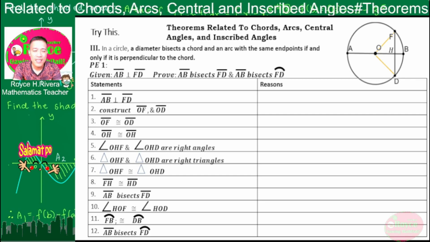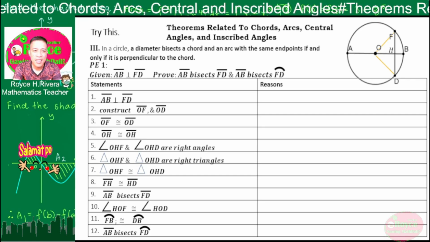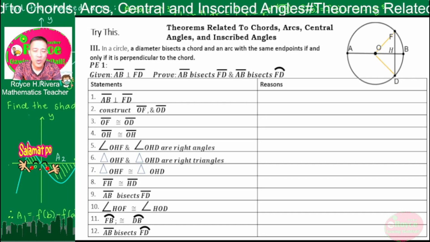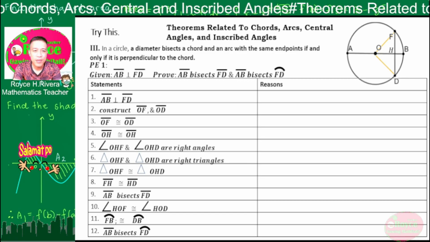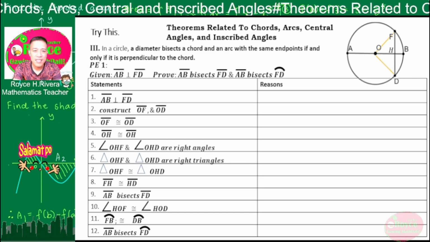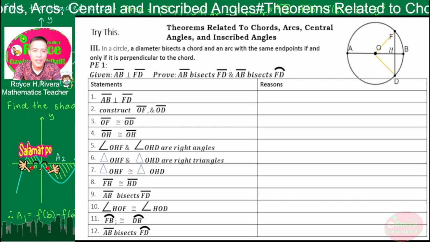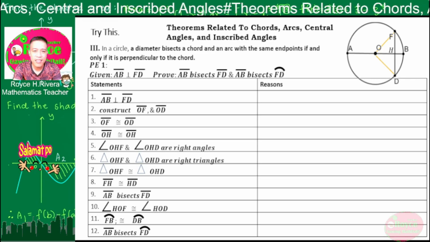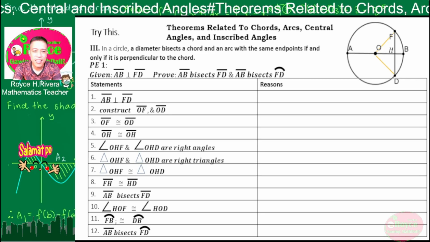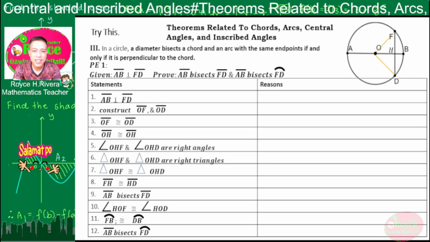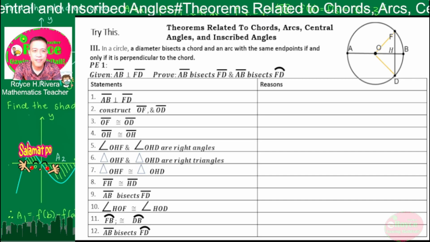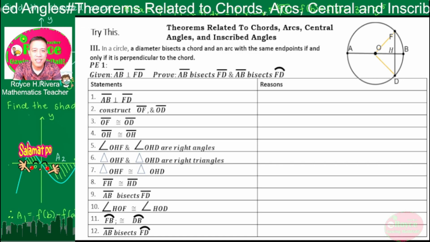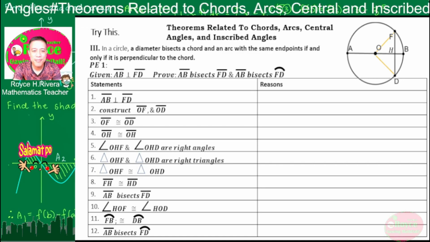Given: diameter AB is perpendicular to chord FD. Prove that diameter AB bisects chord FD and diameter AB bisects arc FD. Please pause the video and write your answer. Here are the reasons. Please check your work.